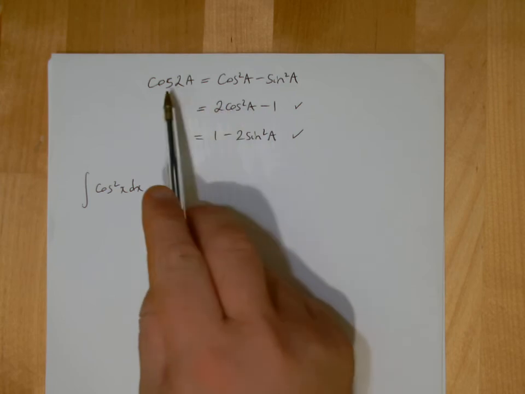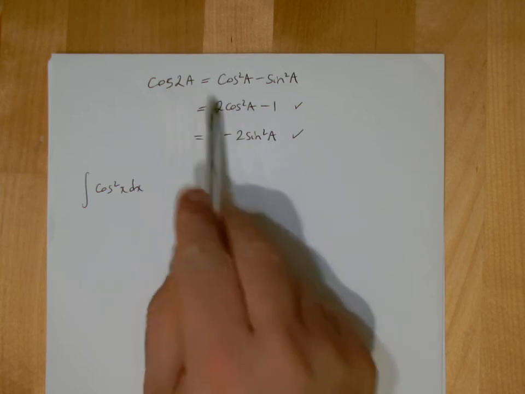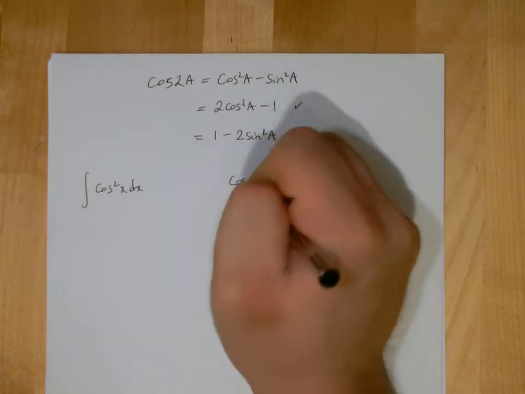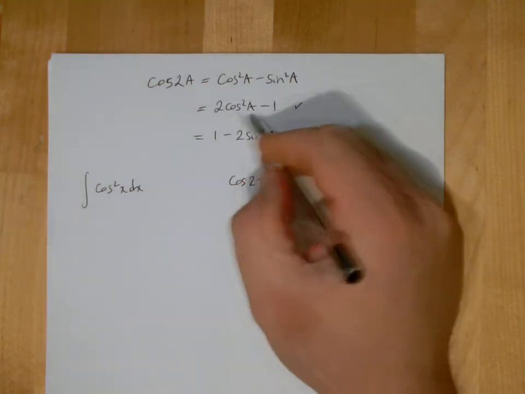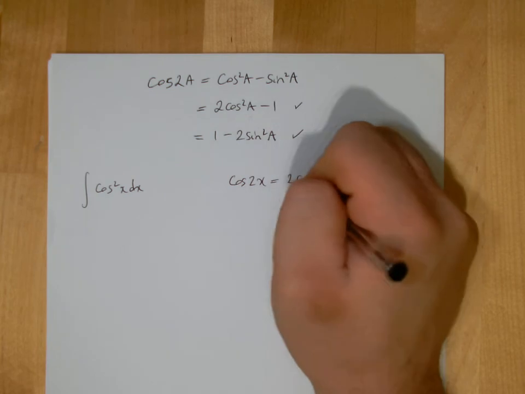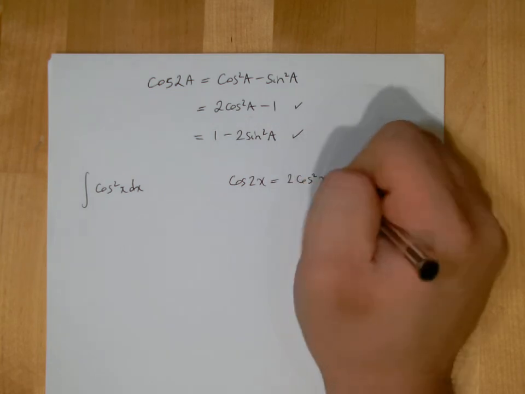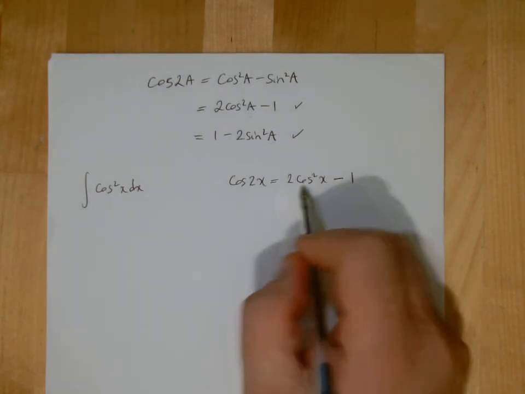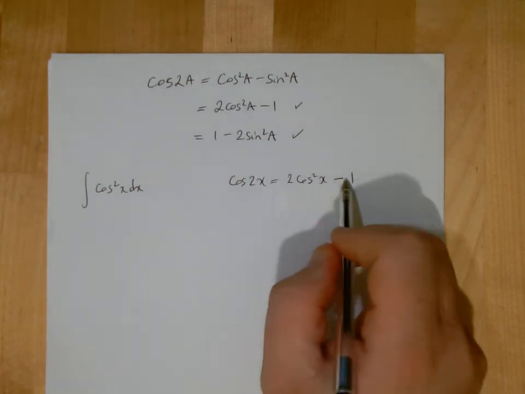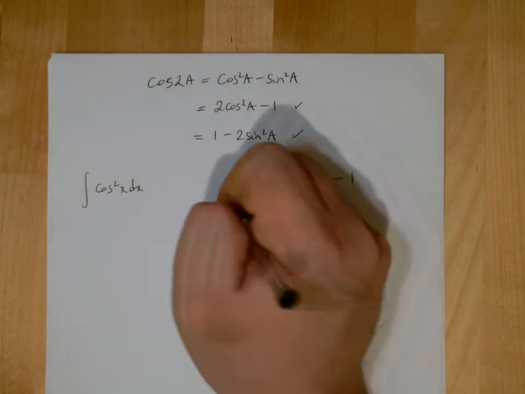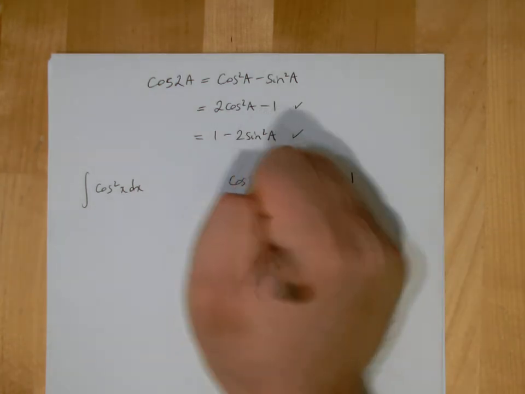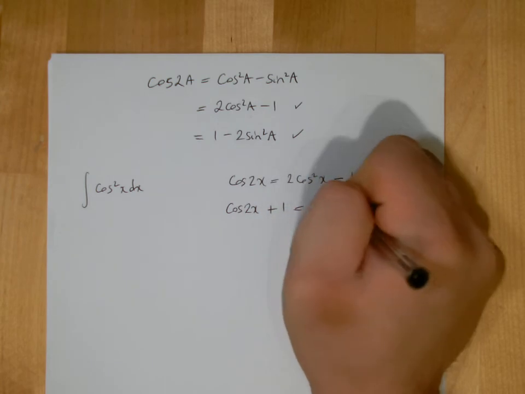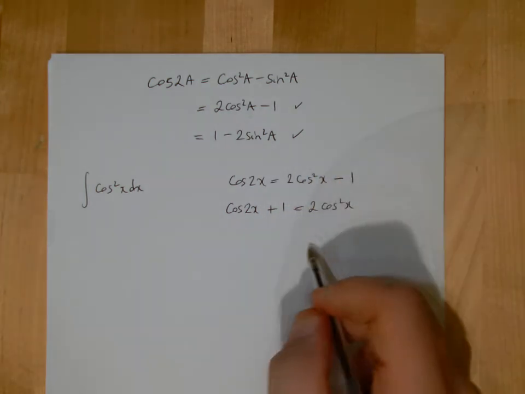So let's rewrite it then. cos 2A is equal to this, but let's put it in terms of x, because we've got x there. So cos 2x is equal to 2 cos squared x minus 1. We just need to rearrange it to get cos squared x equals. So let's take that minus 1 over, it becomes a plus 1, and that equals 2 cos squared x.